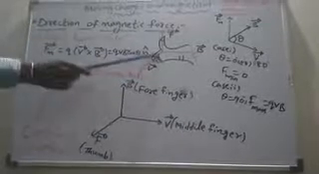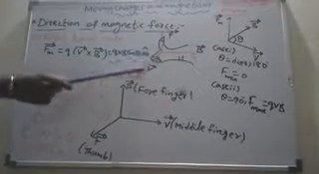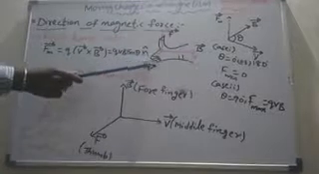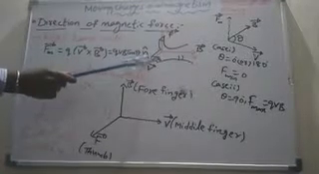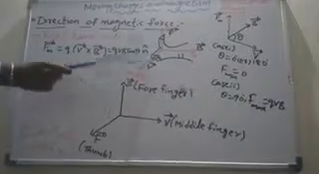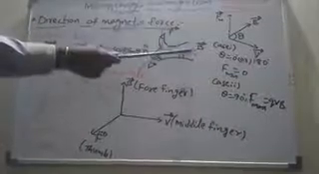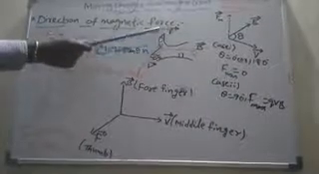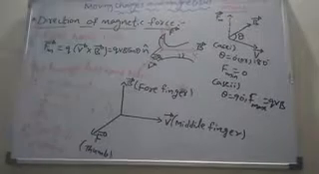Along the direction of velocity of the charged particle, stretch the four fingers of your right hand palm, and curl the fingers towards the magnetic field direction. In which direction is the thumb open? That is the direction of magnetic force.